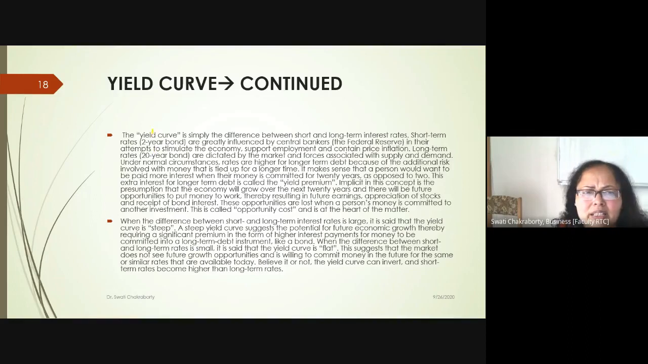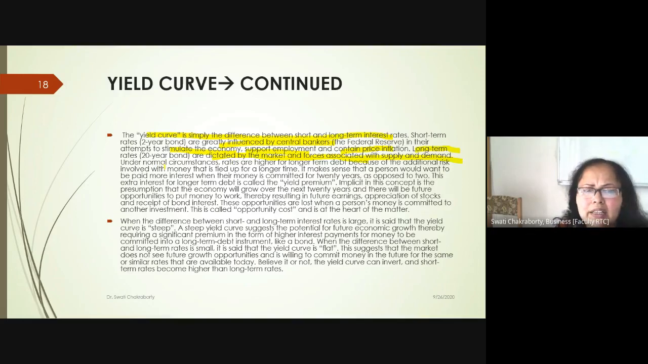So what is the yield curve? As we said, it's simply the difference between the short-term and long-term rates. Short-term rates, usually the two-year bond, are greatly influenced by central bankers of any country, in an attempt to stimulate the economy, to support employment, to control price inflation. Whereas when we talk of long-term rates, they are totally controlled by the market and any other forces associated with supply and demand. Okay, short term is central bank, long term is market and the supply and demand forces.